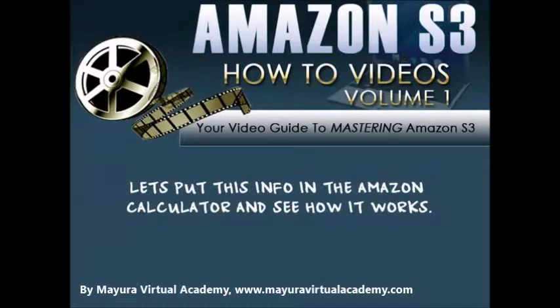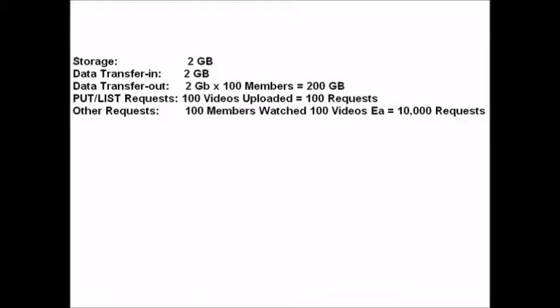Now let's put this information in the Amazon calculator and see how it works. And to refresh your memory, here are those numbers we're working with in our example. We've got 2 gigs of storage. That's the 100 videos at roughly 20 megabytes apiece. And the data transfer in, well, that's those videos, the one-time upload of all those videos. And the data transfer out, well, this is those videos being viewed or downloaded by those 100 members, which is a total of 200 gigabytes.